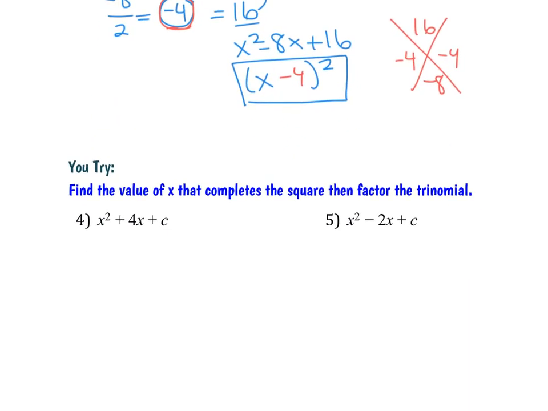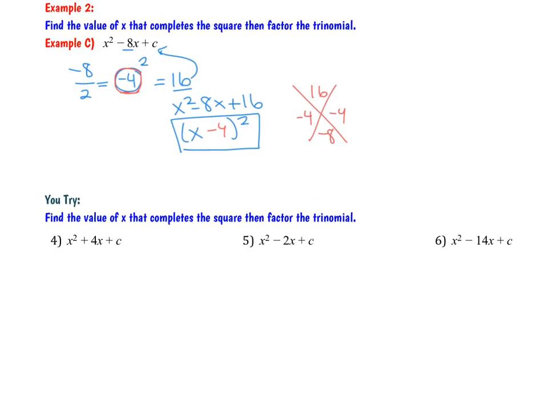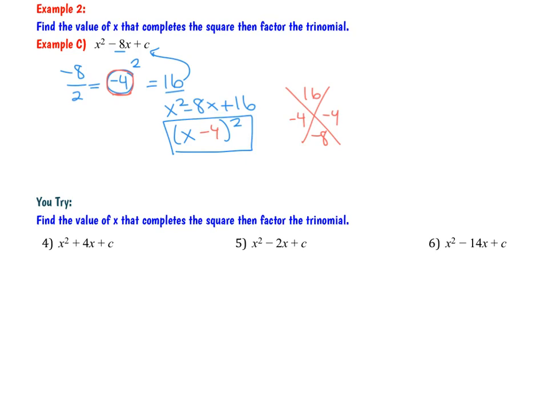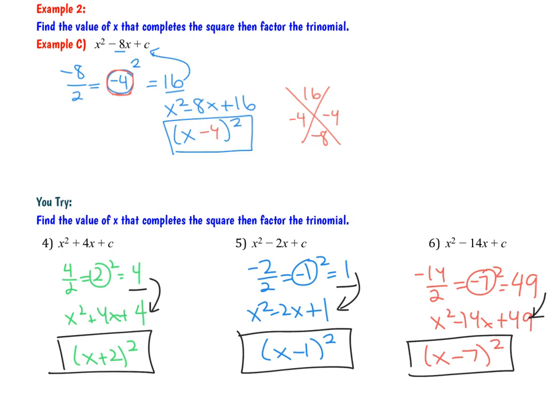Go ahead and try these last 3 problems. Pause the video, and when you come back, I'll have the answers for you. Okay, if you tried it out, for number 4, you should have gotten c as 4. Remember that we circled 2, so to factor it, you just put the 2 here, and it's a positive 2. For this one, c is 1, and you circled the negative 1, so that goes in here. For number 6, you found the perfect number. You found that negative 14 divided by 2 is negative 7, and that goes at the bottom in the squared binomial.